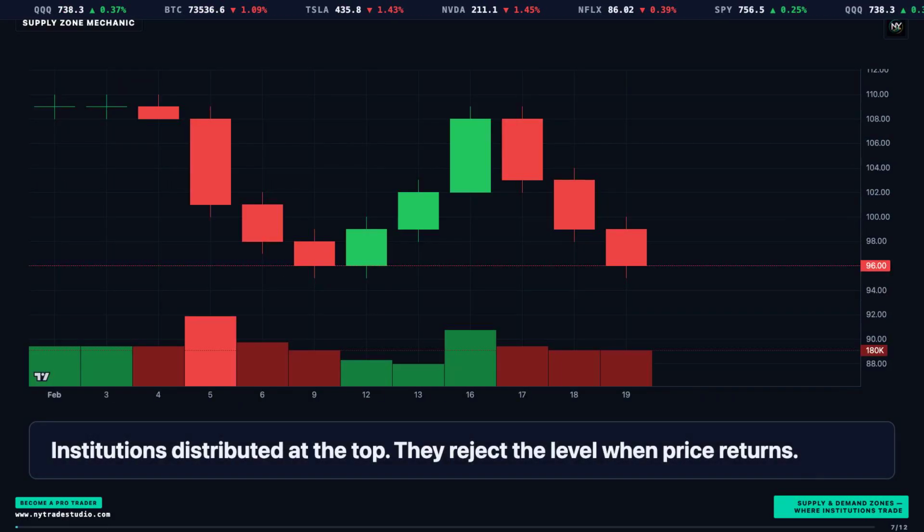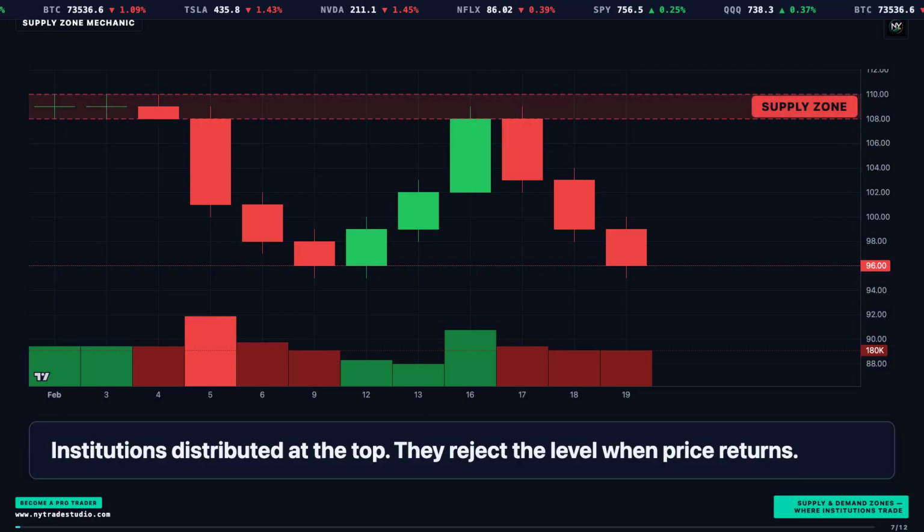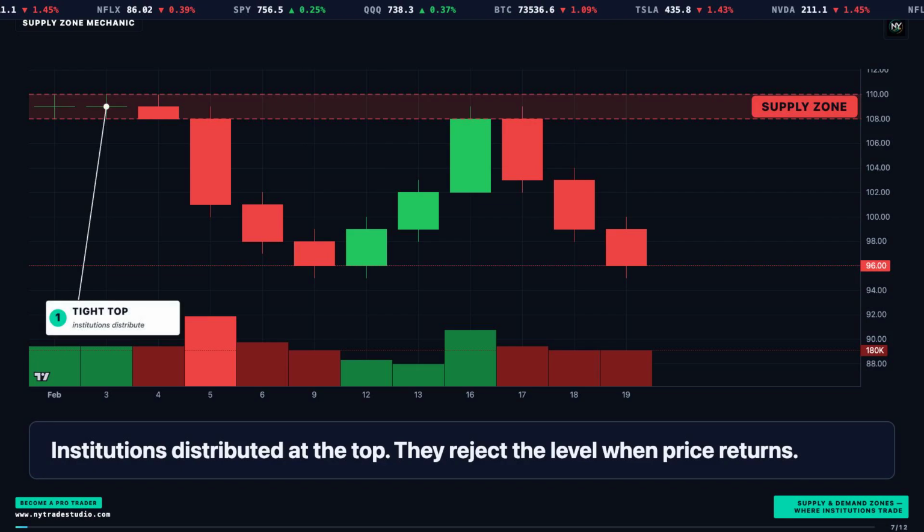Now flip the chart upside down. The supply zone is the mirror image of the demand zone. Same three parts, just opposite direction. The first part is a tight range, but at the top, and instead of accumulation, this is institutional distribution. Big sellers are offloading positions at one price. They can't market sell the whole position because that would crash the bid. So they sit at the ask, hitting every retail buyer that comes in.